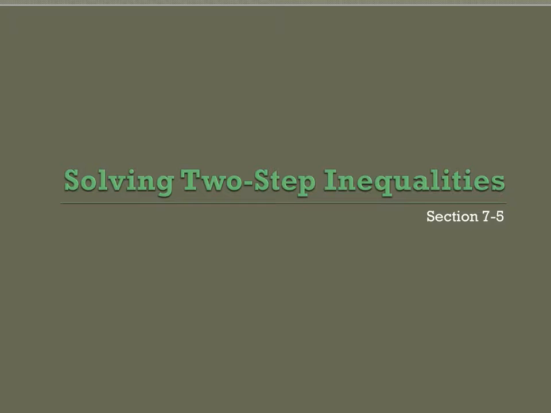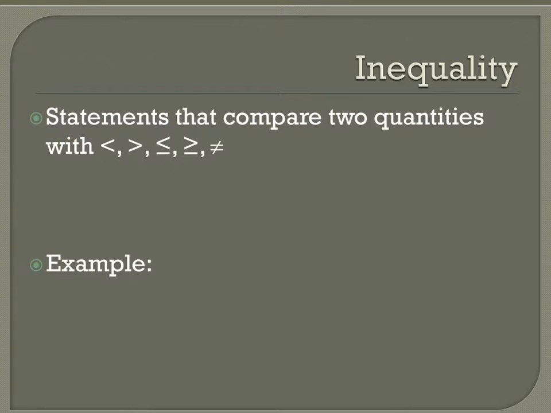Okay, so here's our vocab for solving two-step inequalities. And this is the last of the vocab in this section. First off, you've seen inequalities before. These are the stuff where I use the greater than, the less than. Now, I don't know if you've seen this part before where I have less than or equals, greater than or equals, and then not equals. So it's anything that indicates that something isn't equal.